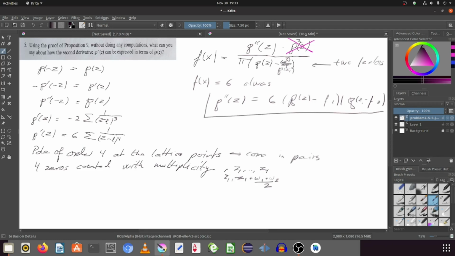So that's my solution. Sorry I missed that detail in the proof, but that's what happens when it's quite a while since I read it. Anyway, that's as much as I can say.